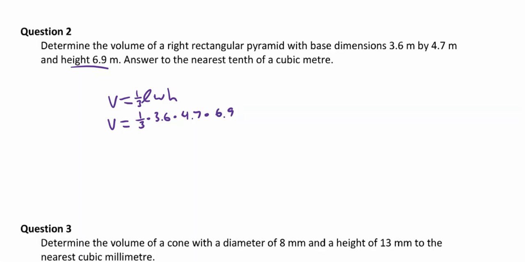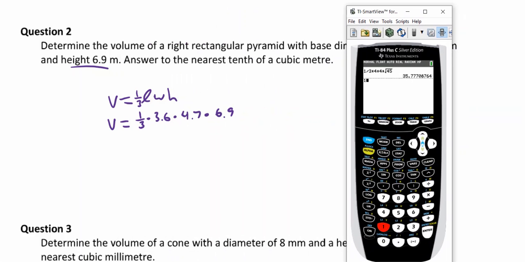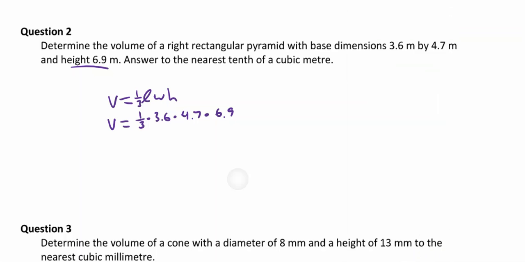So if we plug that all in, we get 1/3 times 3.6 times 4.7 times 6.9. So 38.9, and then that's cubic meters. So meters cubed.